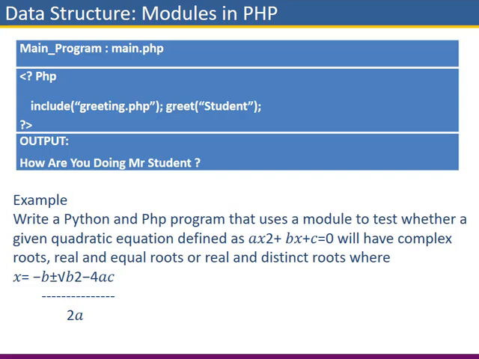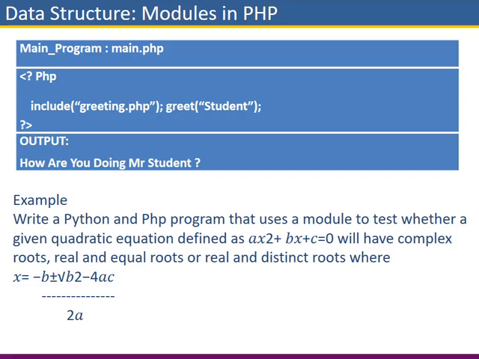By the time we want to print the output, echo it, we have: how are you doing, Mr. Student. We have called the program by including the name, which is student, from the main program, which is another program. So that is the example of modules in PHP, being used in another program, which is the main program.